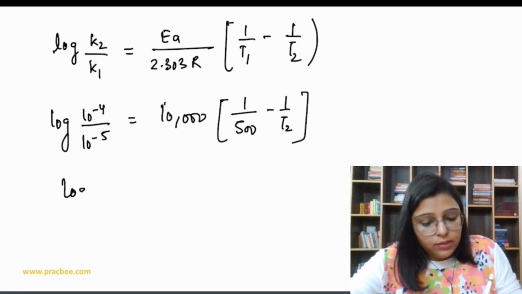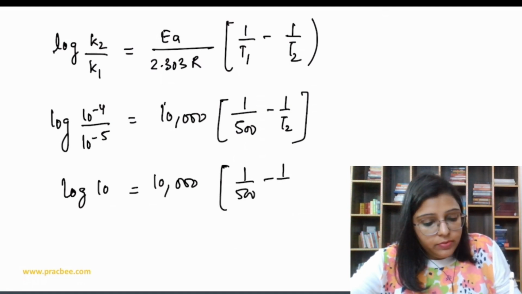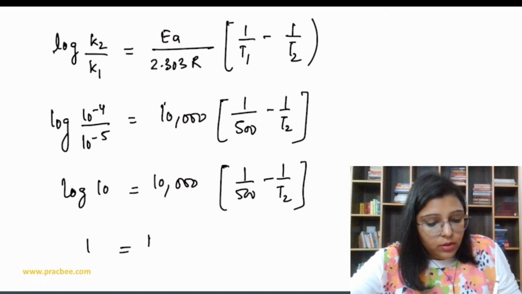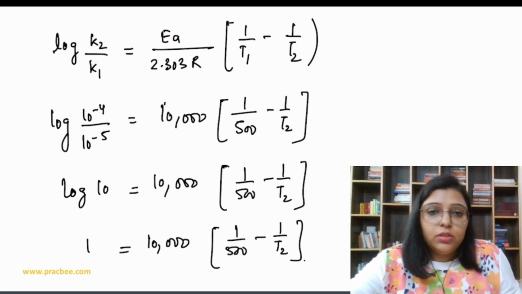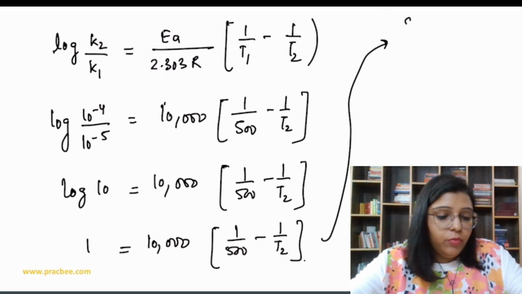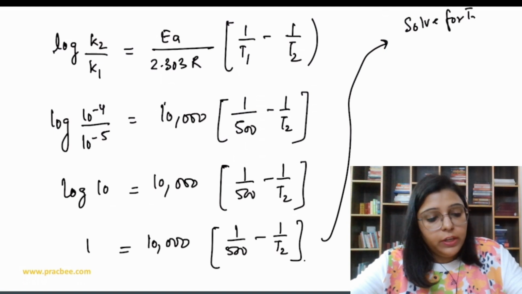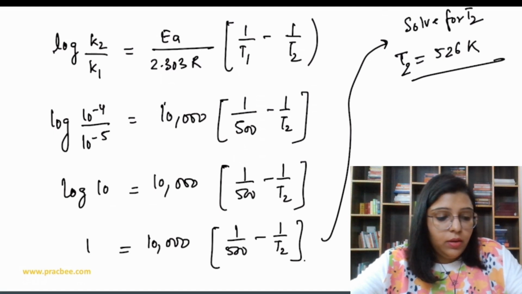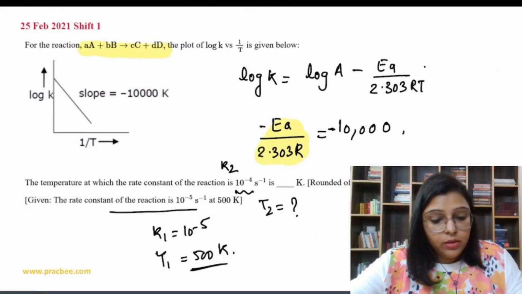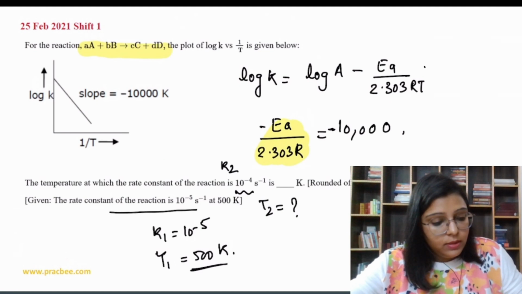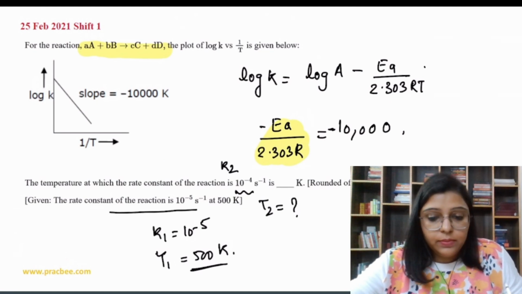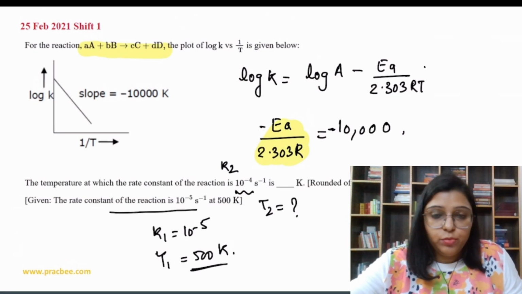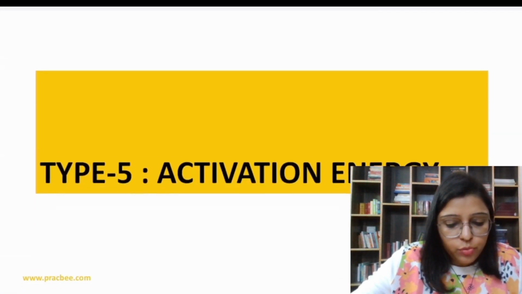So we have to solve. That is log 10 into 10,000 into 1 by 500 minus 1 by T2. So log 10 is 1. So 10,000 into 1 by 500 minus 1 by T2, now you have to solve everything for T2. When you solve for T2, T2 comes out to be 526 Kelvin. Okay, 526 Kelvin, so the answer is 526. Now we are moving to the next slide.